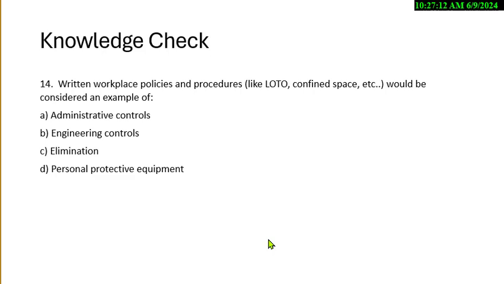Now we should be getting pretty good at this. Very good. It is A. Administrative controls.